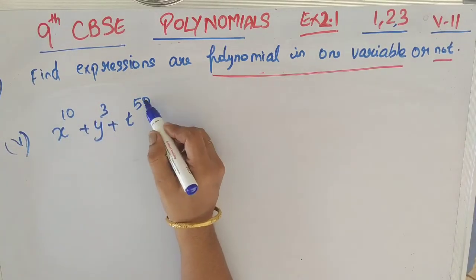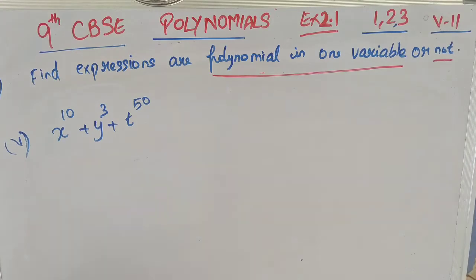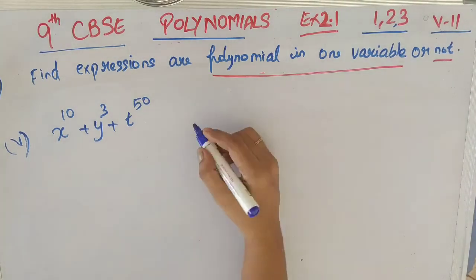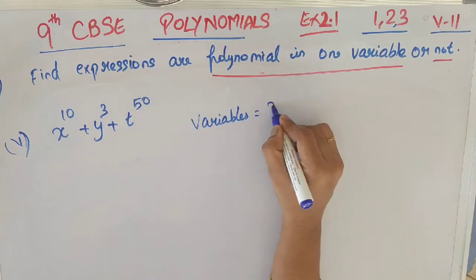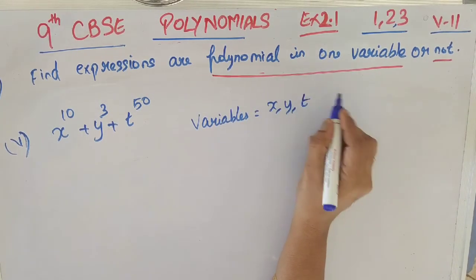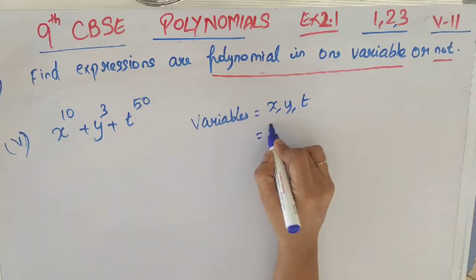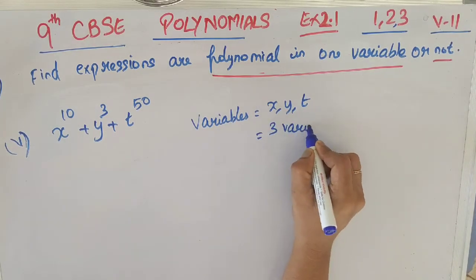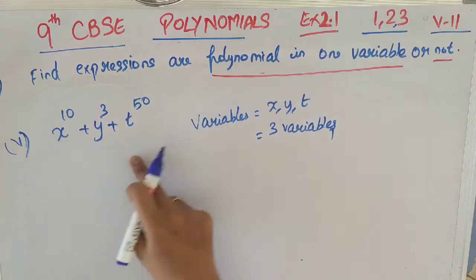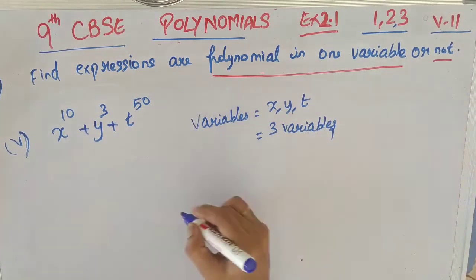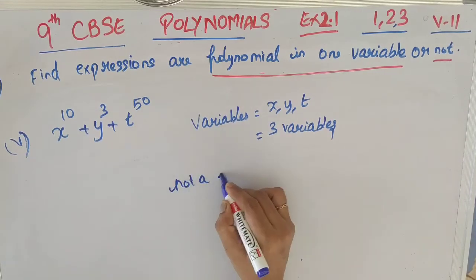The fifth question is x power 10 y power cube plus t power 50. Here in this expression, what are the variables used? X, y and t. So there are 3 variables in this polynomial. So this is not a polynomial with one variable. This is the polynomial with 3 variables.